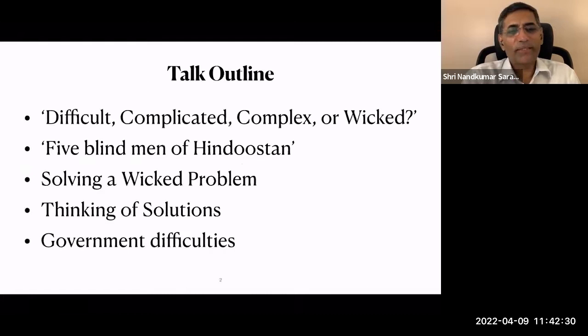So in today's talk, I wanted to talk about the problem of cybersecurity, which starts with difficult and then goes into complicated, complex, or wicked, the different variants of the problem. And then the famous story of five blind men trying to find what an elephant is, and how we go about solving this problem, what solutions are there, and what specific difficulties are there in government in particular, because I think we need to contextualize it to the government situation.